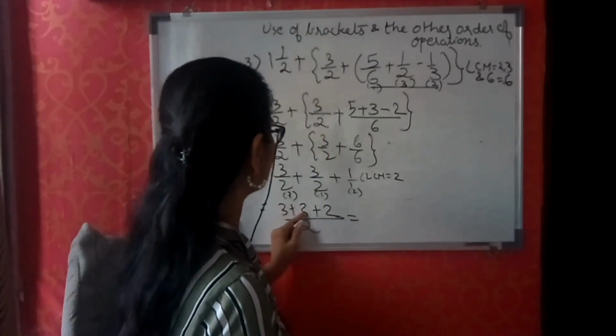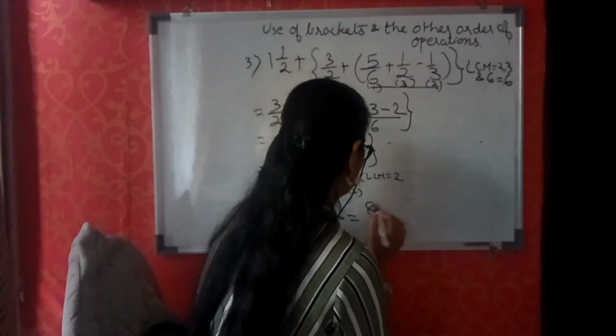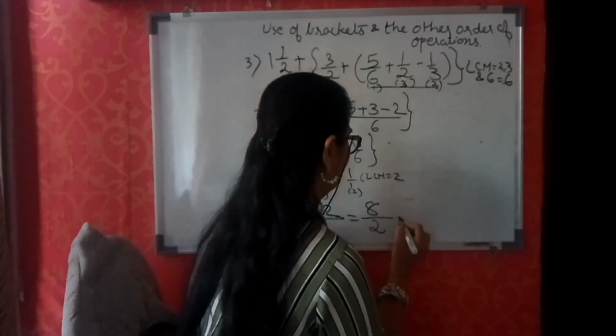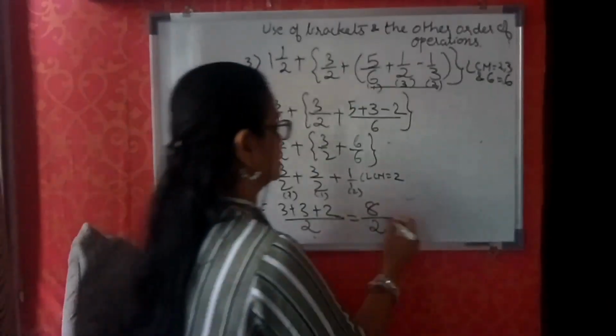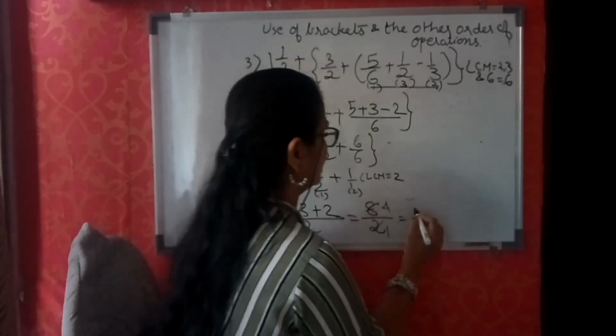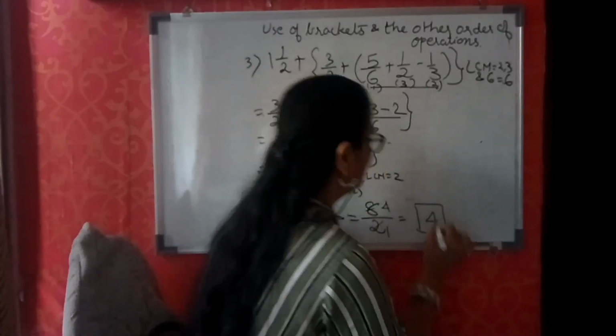3 plus 3 is 6, 6 plus 8 is... 6 plus 2 is 8, and now bring it to lowest terms. 2 1s are 2, 2 4s are 8. Finally you are getting 4 as the answer. Now, next two sums I am giving as extra sums, children. So we are doing practice for this.